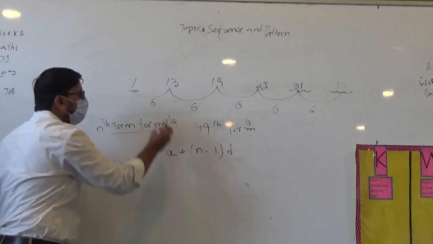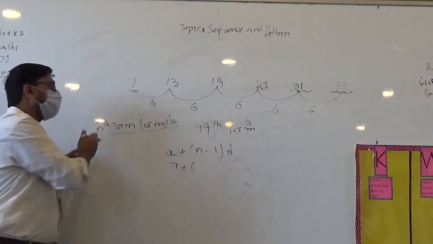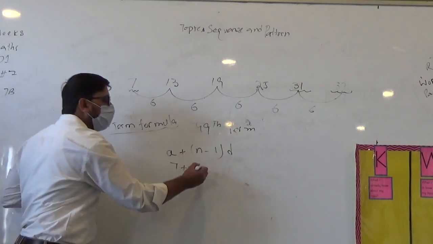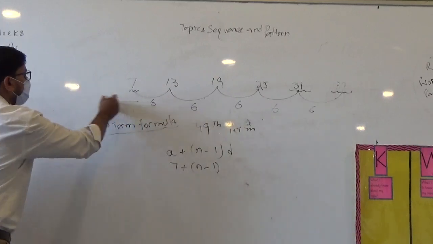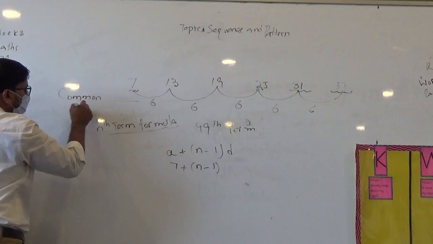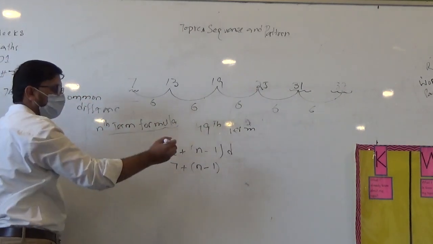What is the first term? 7. Plus, as we need to calculate the nth term formula, n is not given here, so n will remain there, minus 1, and d is the common difference. The common difference is 6.